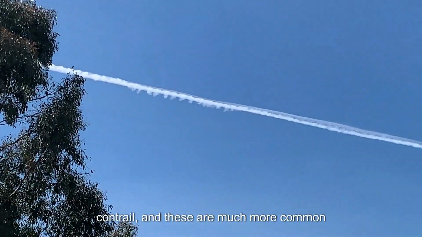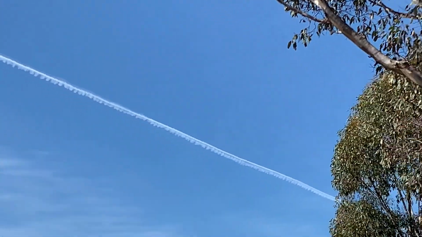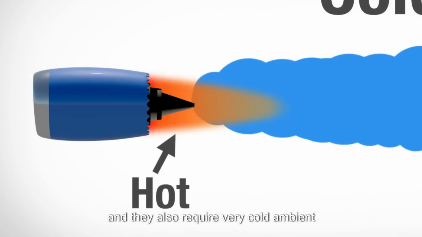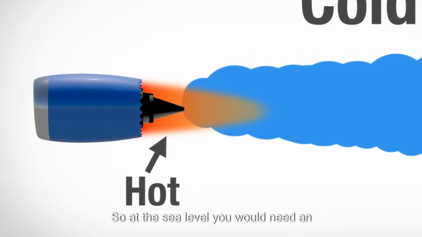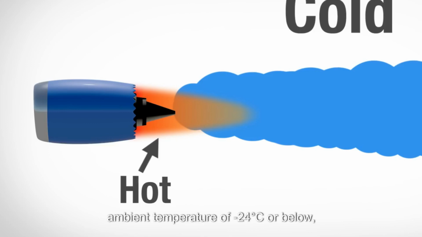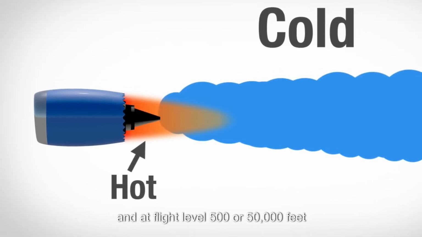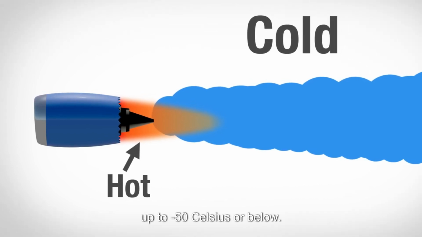And these are much more common and they're much more persistent. They require very hot exhaust gases. And they also require very cold ambient temperatures. So at sea level, you would need an ambient temperature of negative 24 degrees Celsius or below, and at flight level 500, or 50,000 feet, up to negative 50 Celsius or below.